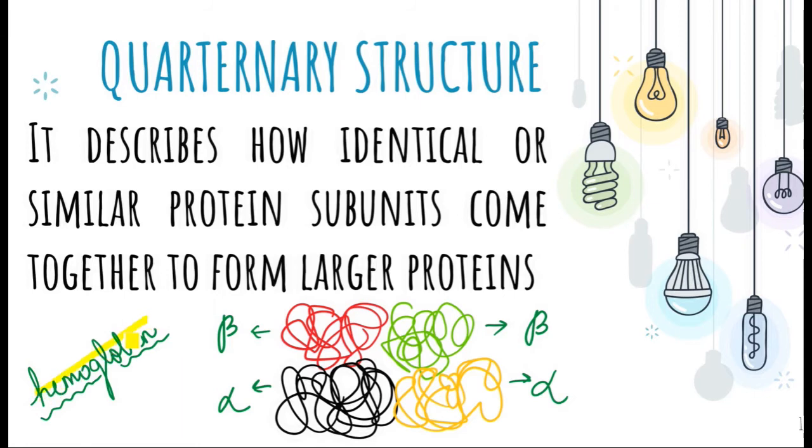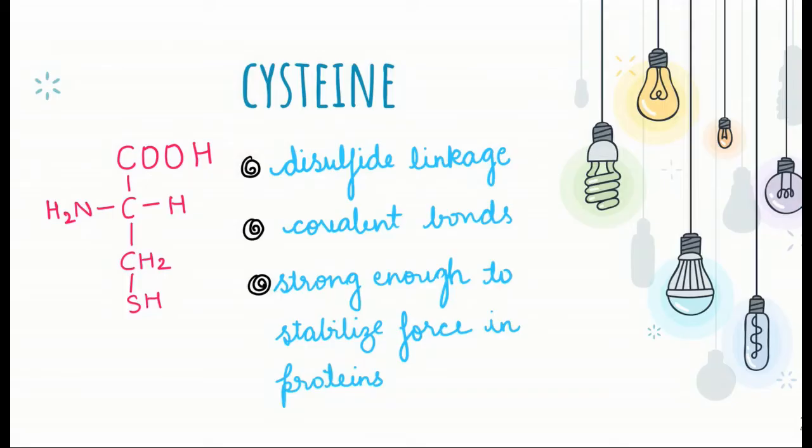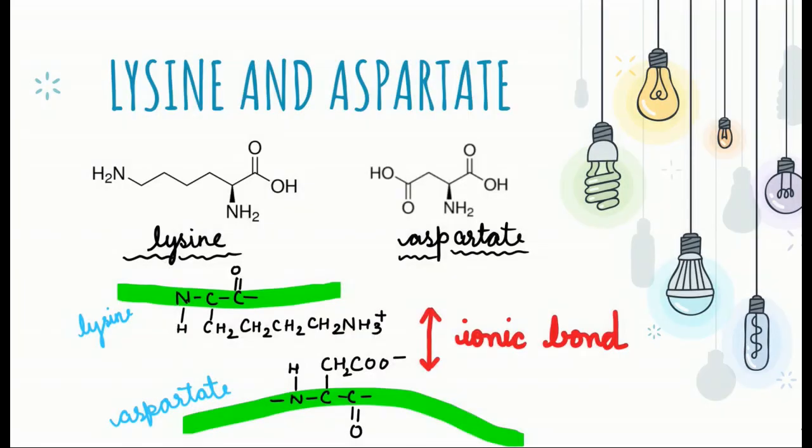Here is the example of hemoglobin. You can see there are 4 subunits, 2 beta subunits and 2 alpha subunits. All the four subunits come together to form a larger protein called hemoglobin. Now let's understand the protein structure with some examples. First is cysteine. Cysteine has the ability to form disulfide linkages. Disulfides are covalent bonds, so they are strong enough to be a significant stabilizing force in the protein even if there is just one.